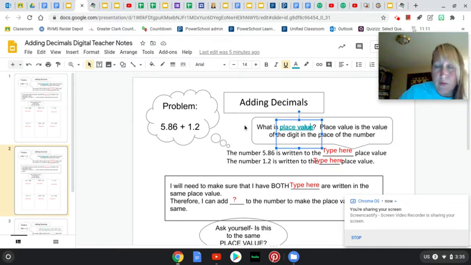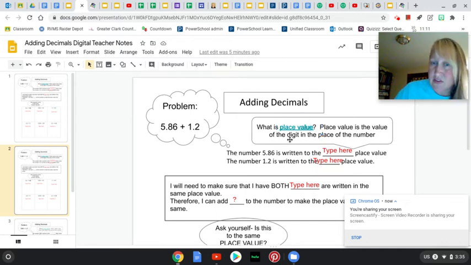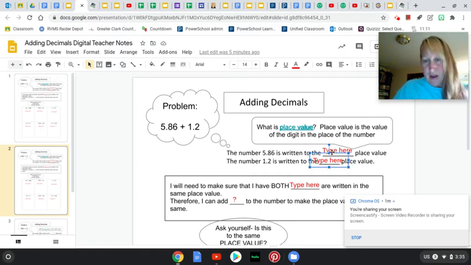Okay, so what is place value? Place value is the value of the digit in the place of the number. The problem we're going to be discussing is this one right here. The number 5.86 is written to the, and if you do not remember, you should go back and click the link above, but this is to the hundredths place. And I probably spelled it wrong, of course.